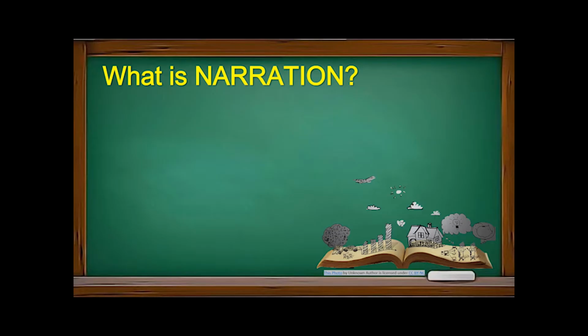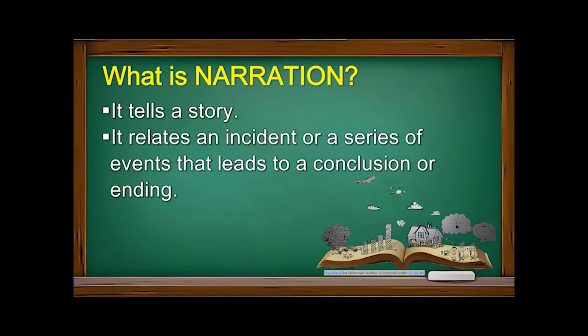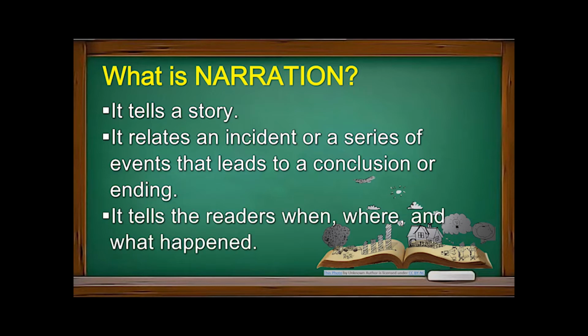What is narration? Narration is all about storytelling. It relates an incident or a series of events that leads to a conclusion or ending. It tells the readers when, where, and what happened. Narration is all about creating a world based on the writer's imagination. Narration is usually used in the humanities. In a writing class, for instance, you can write about a particular event or situation.